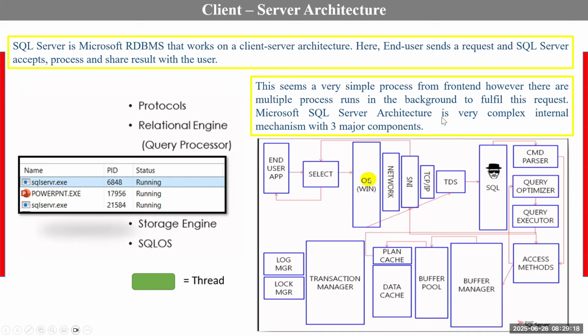Microsoft SQL Server architecture is a very complex internal mechanism with three major components. I told you, right? One is the network, one is the engine, one is the SQLOS. This is one layer, these two are one layer, and this is one layer. So there are three layers: one, two, and three. Clear, everyone? No confusion, right? Yes, in the storage engine, the data will be stored. We'll go deeper now.